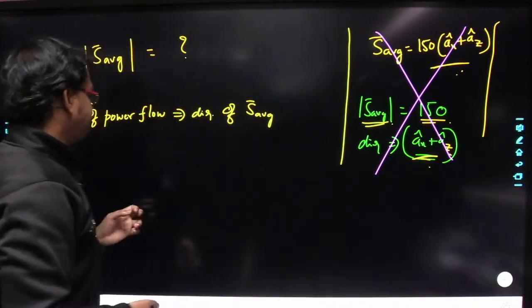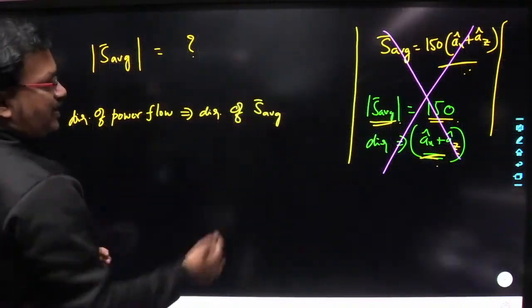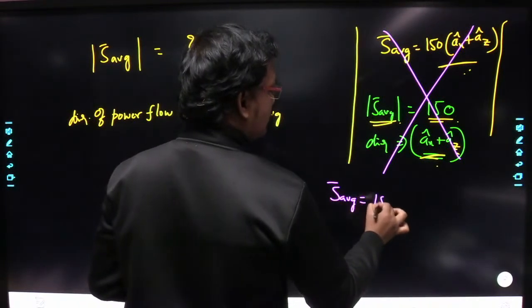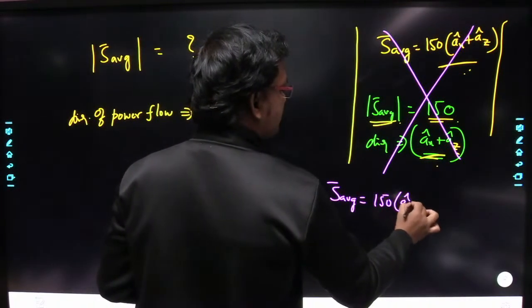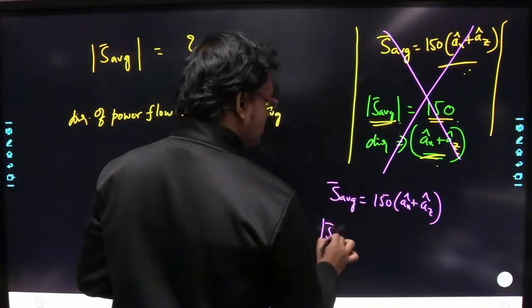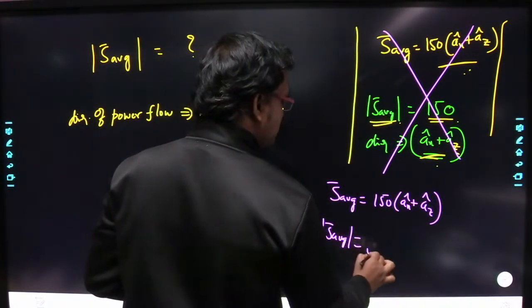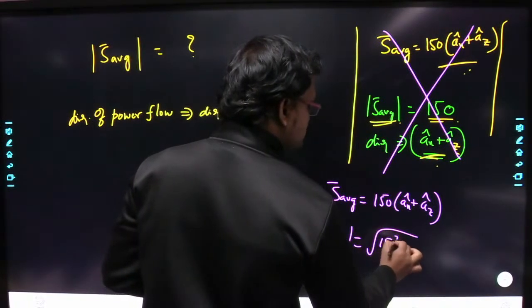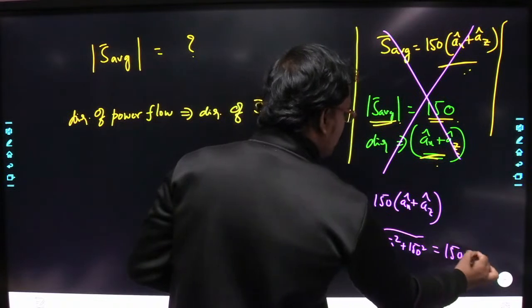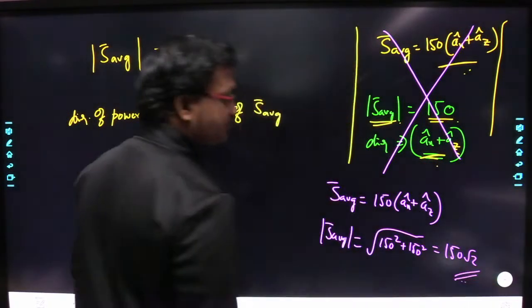See here, what is the magnitude of this vector? S average is equal to 150 into AX cap plus AZ cap. So what is its magnitude? The magnitude is nothing but square root of 150 square plus 150 square, which is equal to 150 root 2. So the magnitude is 150 root 2.